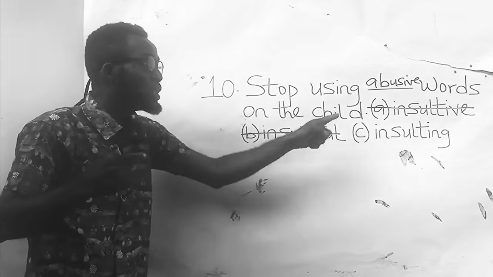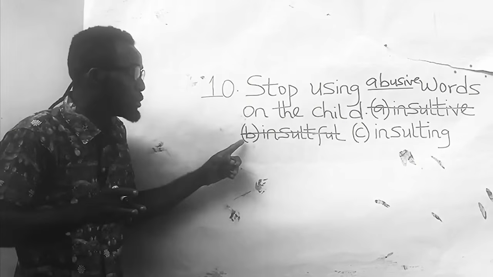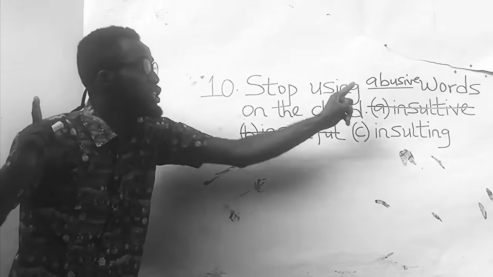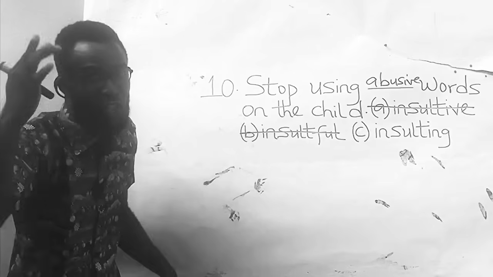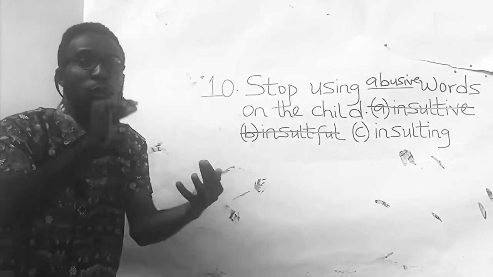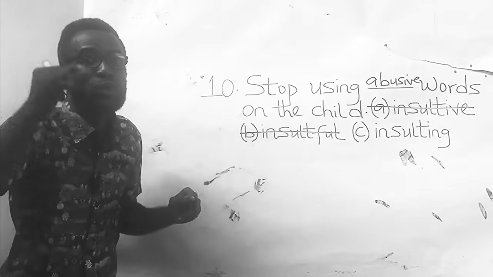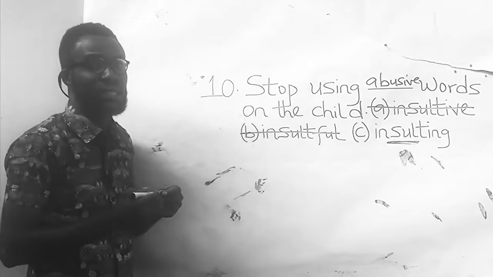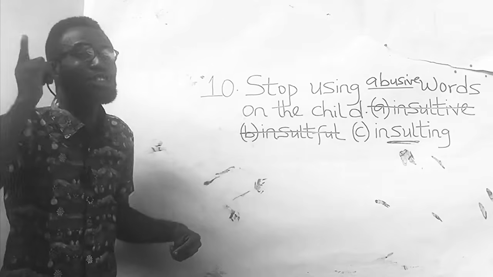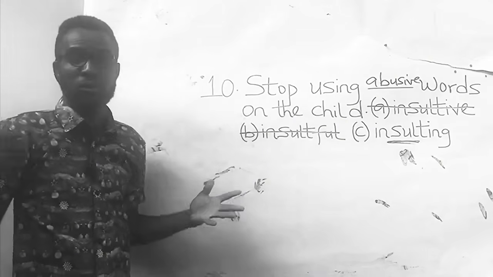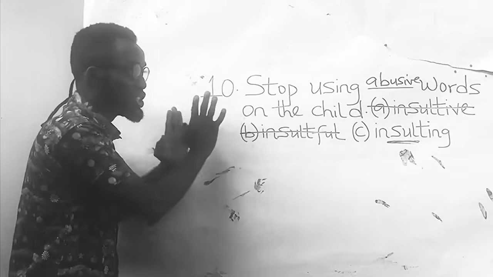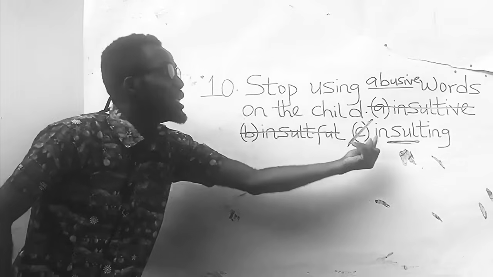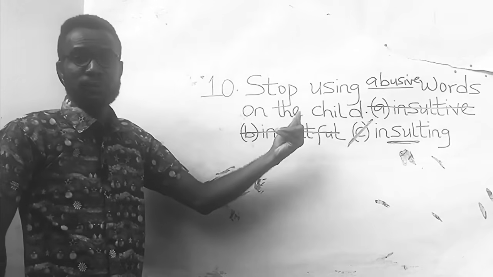It means that option A, insultive, is wrong, and option B, insultful, is also wrong. In fact, there is no word as insultive or insultful in the English language. If a word or a person is abusive, then we say the word or the person is insulting. It should end with ing and not ive or ful. So the correct option is option C, so that the question reads, "Stop using insulting words on the child."